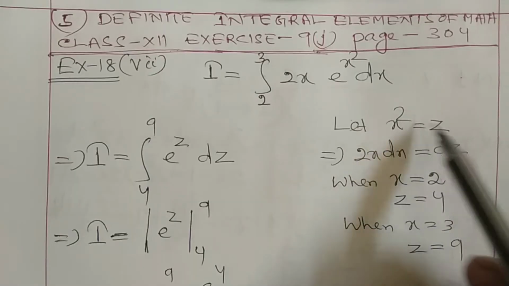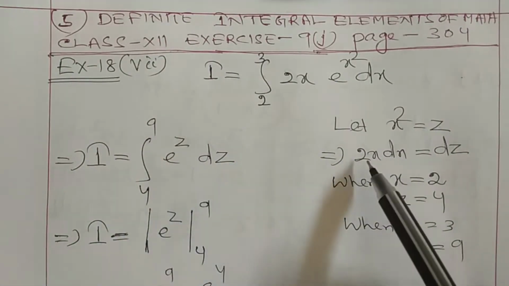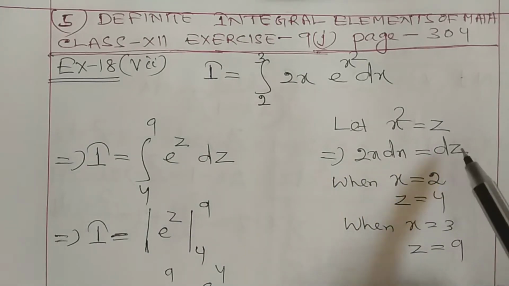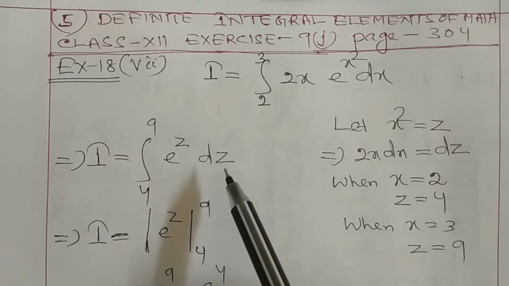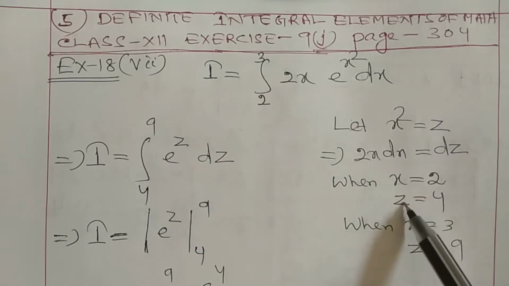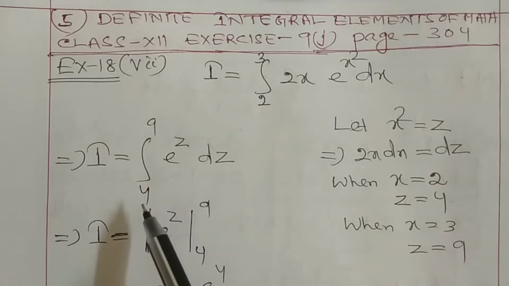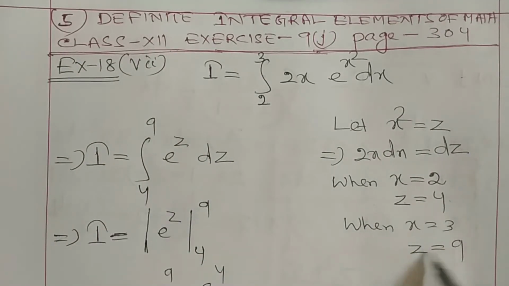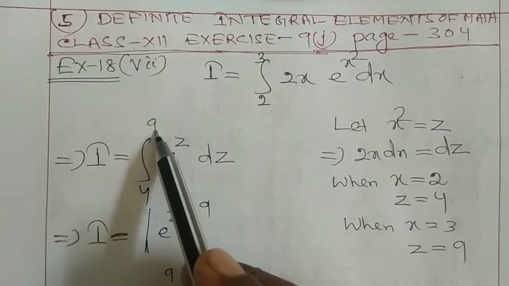As x square is equal to z, e to the power x square is e to the power z, and 2x dx is equal to dz. Now for x is equal to 2, z is equal to 4, and for x is equal to 3, z is equal to 9.